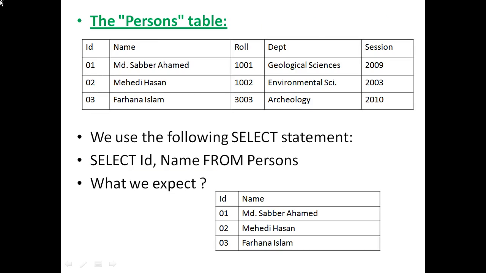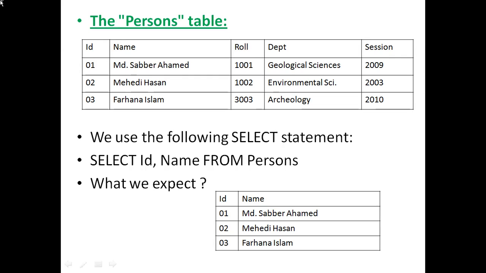For example, this is a table called person. Here in this table we have columns: id, name, role, department, and session. IDs 1 to 3, and in name we have three students' information, right? Sabir Ahmed, Mehdi Hassan, Farnesan. And according to the role, 1001, 1002, 3002, with the respective department, something like this.